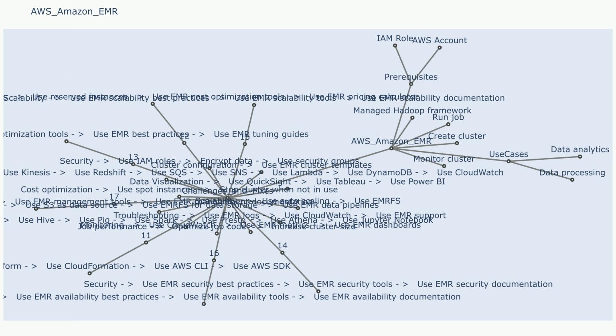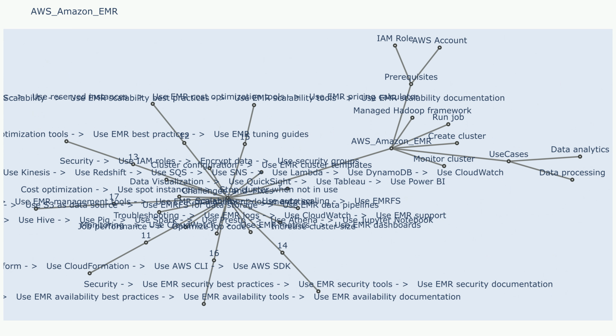Cost optimization. Use spot instances for cost-effective processing during off-peak hours. Stop cluster when not in use to avoid unnecessary costs. Use EMR cost optimization tools to analyze and optimize costs. Use EMR pricing calculator to estimate costs based on configuration and usage.